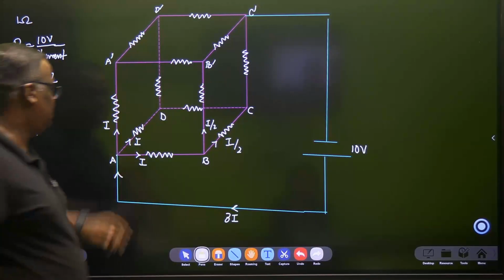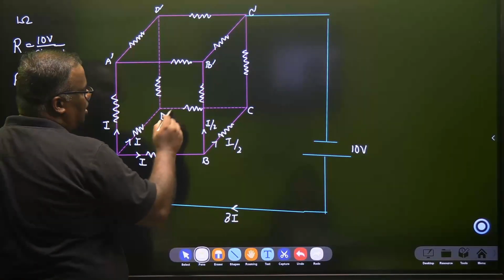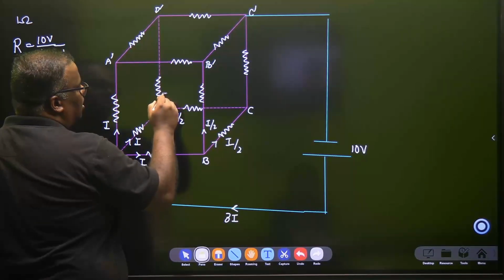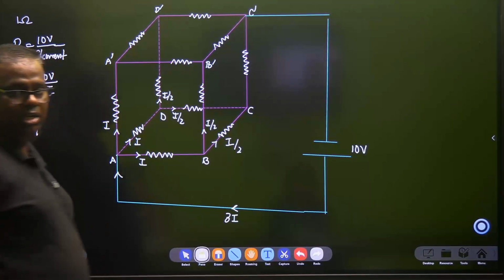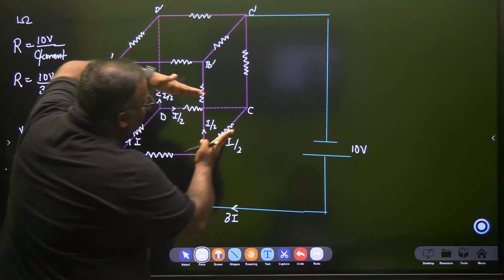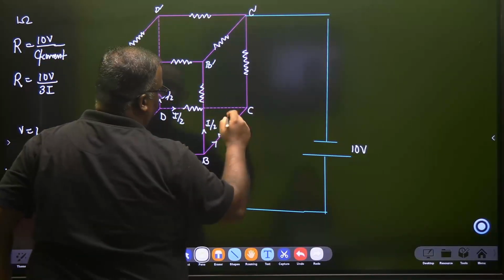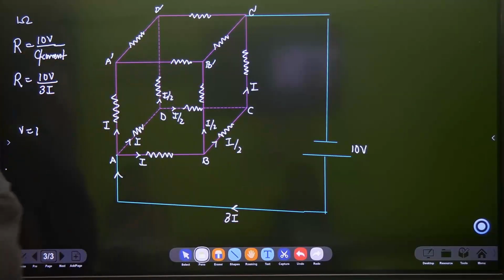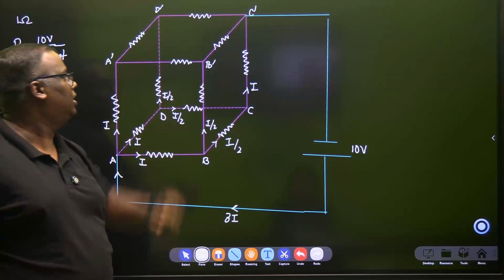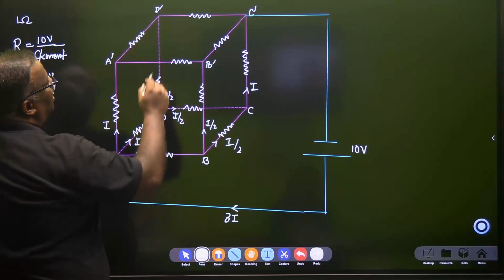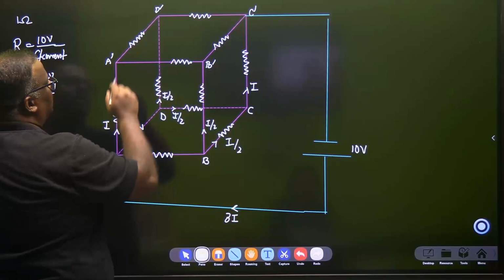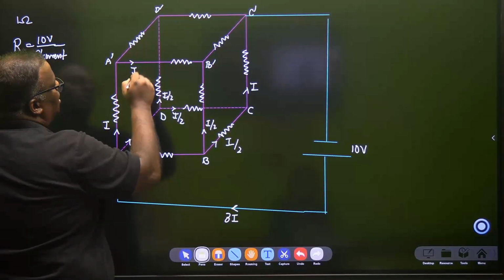Okay, let's see here. I current is going. Current becomes how much? I by 2. Agreed? I by 2 current comes again, combines here and becomes what? I current is flowing. Now let's see here. I by 2 current is going, I by 2, and let's see here what is happening. I current becomes I by 2.